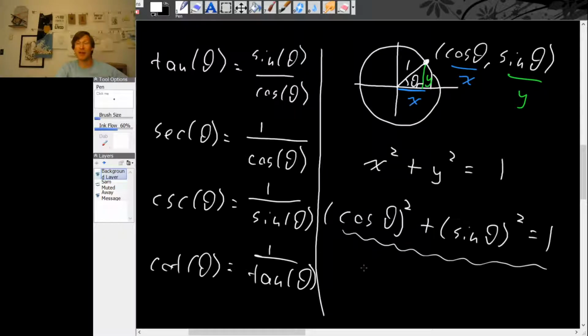It's true for every value of theta, not just some values of theta. This is usually called a Pythagorean identity, Pythagorean because it came from the Pythagorean theorem.